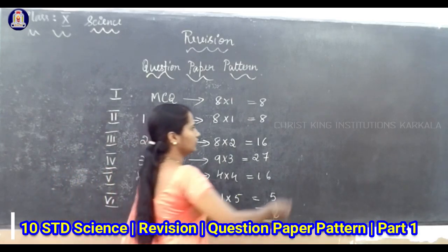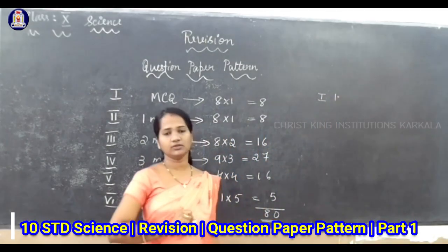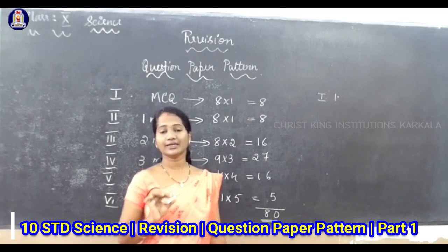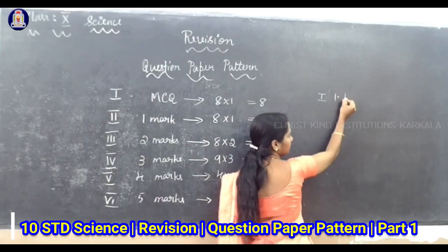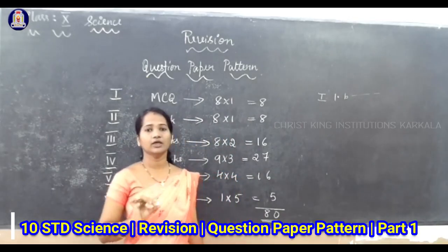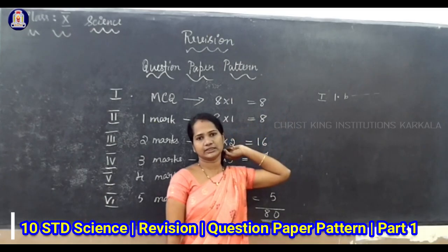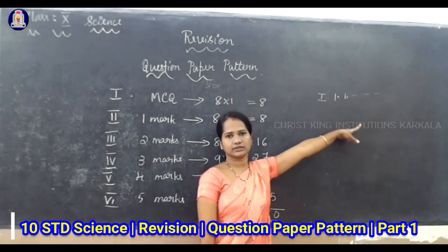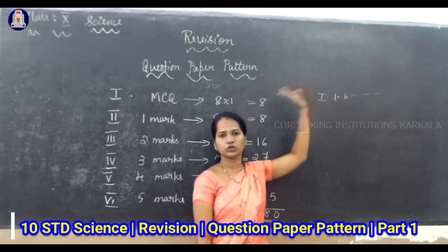For example, you are starting Roman number 1 and the first multiple choice question. There will be 4 options A, B, C, D. Suppose the correct option is B, then you have to write 1, B, and you have to write the answer. Whatever answer is given, you have to write. In the same pattern you have to write in the final exam also: Roman number, question number, alphabet and answer. Not only the answer or only the alphabet. Both you have to write.